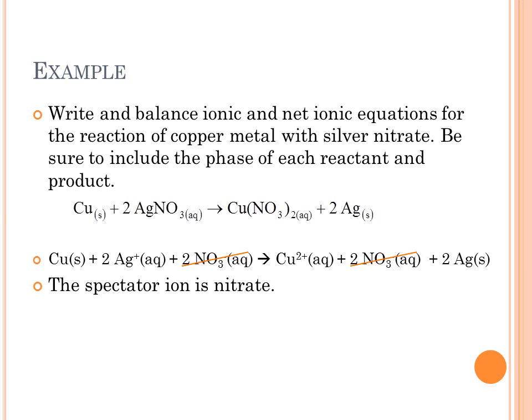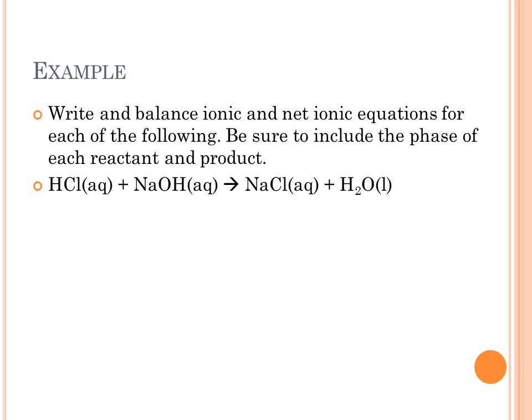Those nitrate ions will cancel because they're the spectator ion, and then that leaves us with copper reacting with 2 silver ions to produce copper with a 2+ charge and 2 silver atoms, and that would be the net ionic equation. So let's look at a few examples and write ionic and net ionic equations for each, being sure to include the phases of the reactants and products.